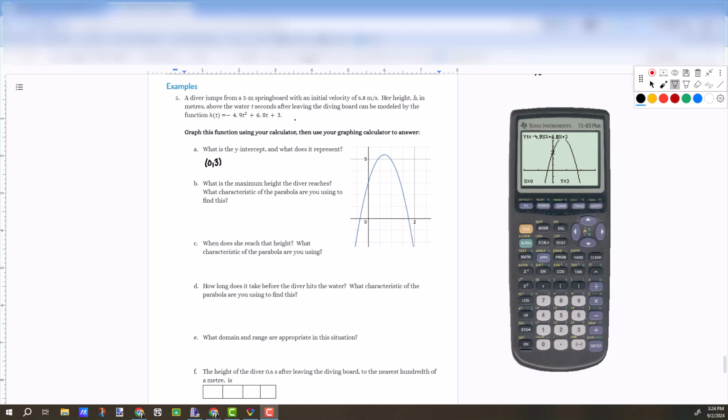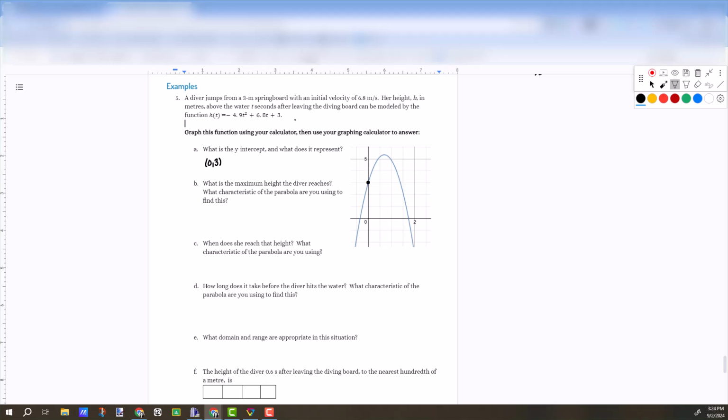So what is the y-intercept and what does it represent? Well, at this point, time equals 0. Remember, it says that the person is on a board that is 3 meters from the ground. So in other words, this is the height at time t equals 0. Perfect. So in other words, the time she began the jump. Let's go to the next part.